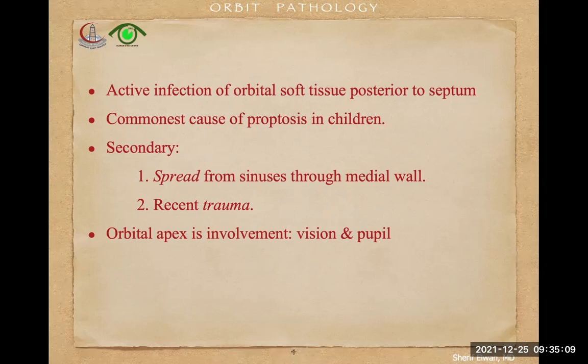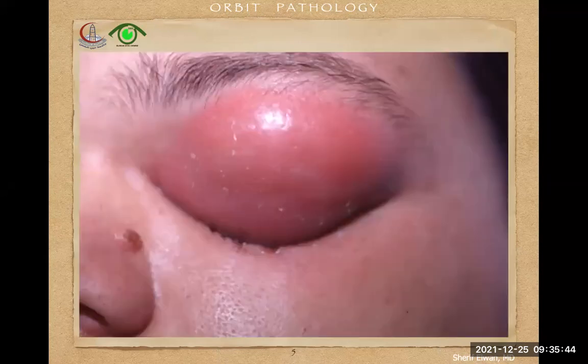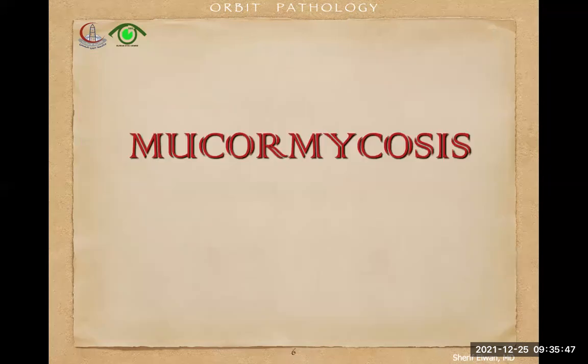And if the orbital apex is involved, vision, pupil, and ocular motility will be involved. There is a very important point here: below 1 year of age in children, the maxillary sinus is a patent space, but almost non-existent. That means that the teeth in the upper jaw are in very close proximity to the orbit. So trauma in the teeth might easily lead to orbital cellulitis. And this is here an example of orbital cellulitis.